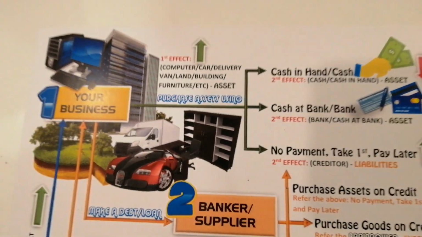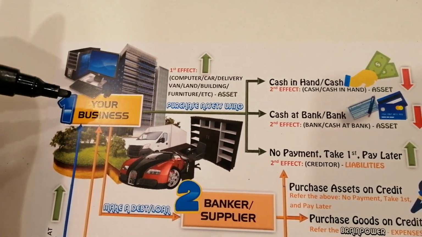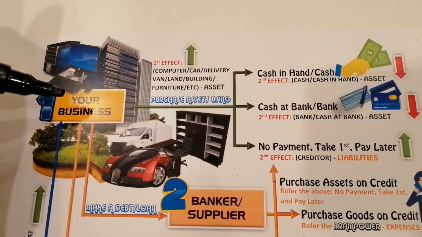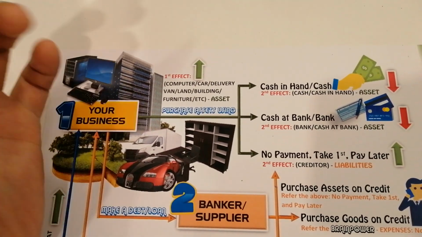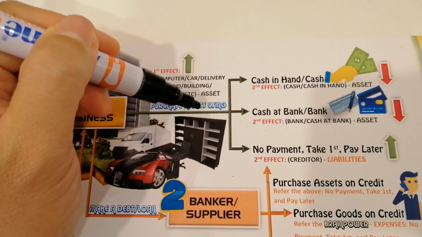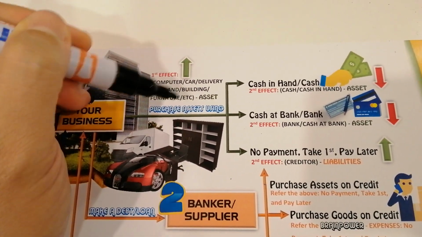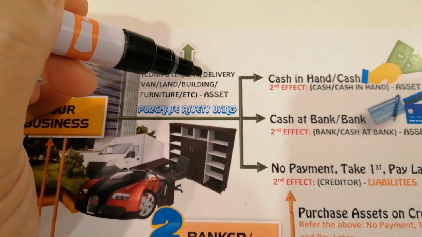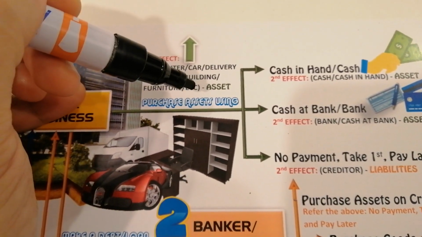So, this is the scenario for asset. Okay, this is a normal scenario and transaction for asset. Your business can purchase asset. Okay, your business boleh beli asset. What kind of asset? You tengok sini, this one. Computer, car, delivery van, land, building, furniture, etc.